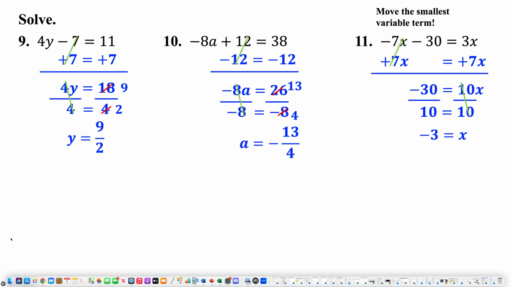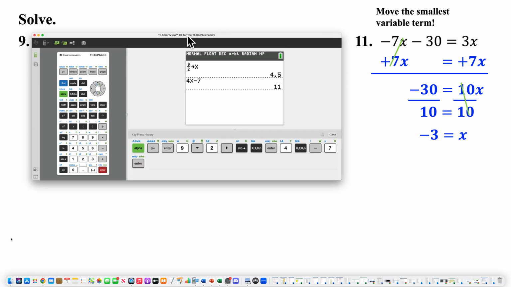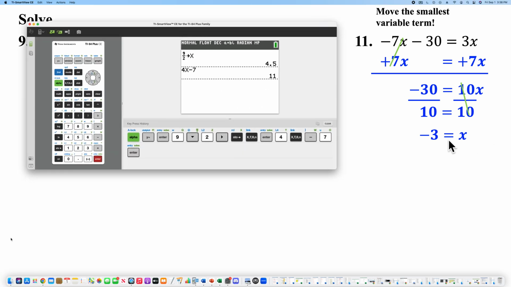Now, how do you check this one in your calculator? Well, x was negative 3. I have to store that. Negative 3, store it for x. Now, to verify on my calculator that it's right, I type in the original left-hand side. Negative 7x minus 30.